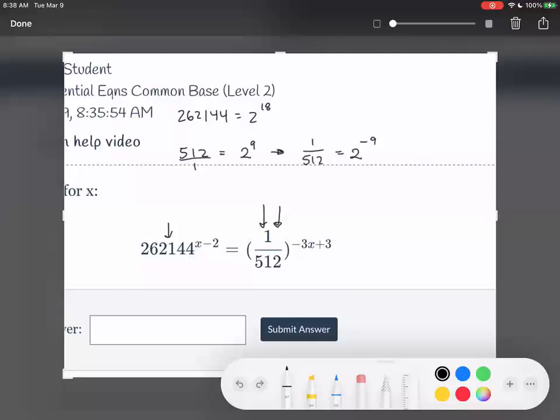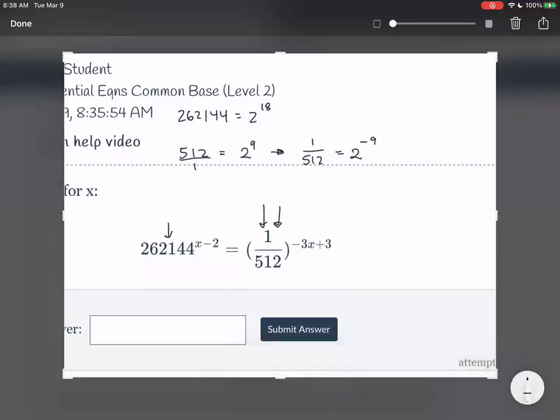Remember, it's a negative now because we just wanted to flip our fraction. And 512 is a fraction, it's just 512 divided by 1. So if you want to flip that fraction, you just make it a negative exponent. All right, so now that we know that they are both 2 to the power of something, let's rewrite it with its common base. So instead of 262,144, I shall write 2 to the power of 18. And then instead of 1 over 512, I'm going to write 2 to the power of negative 9.